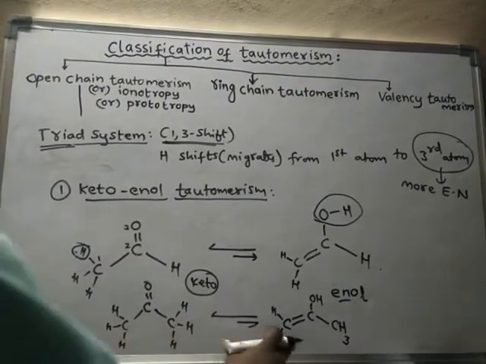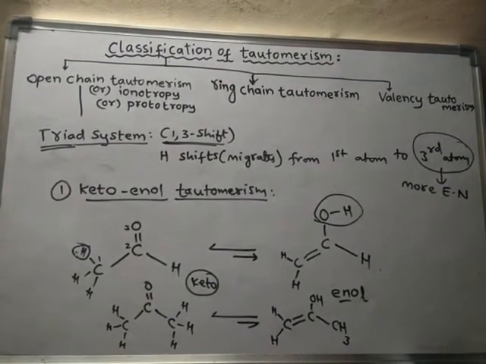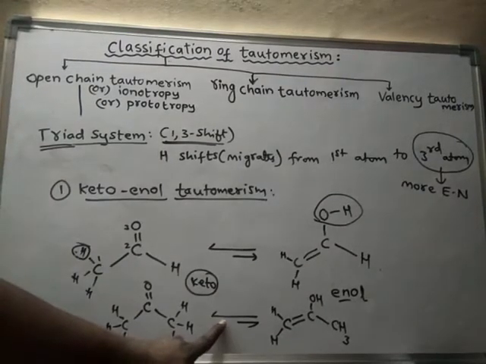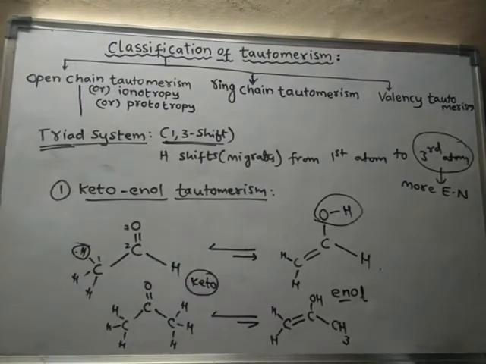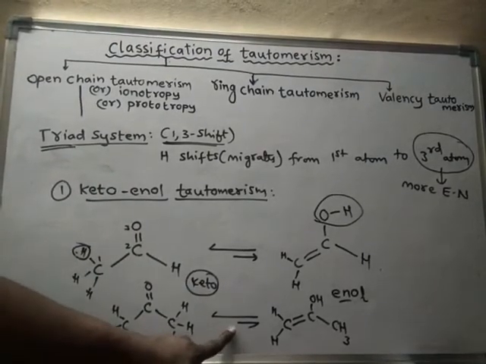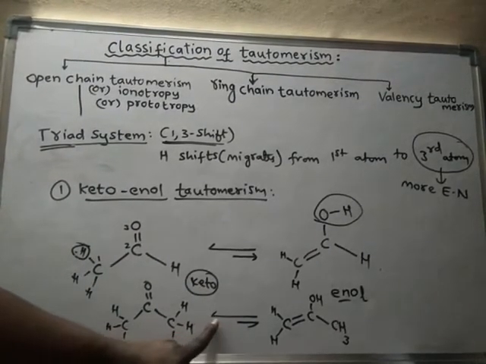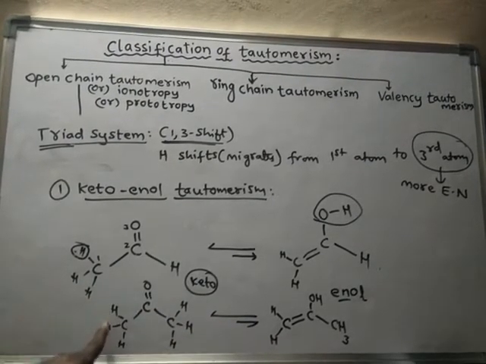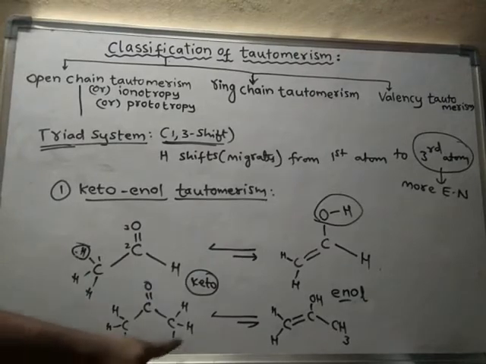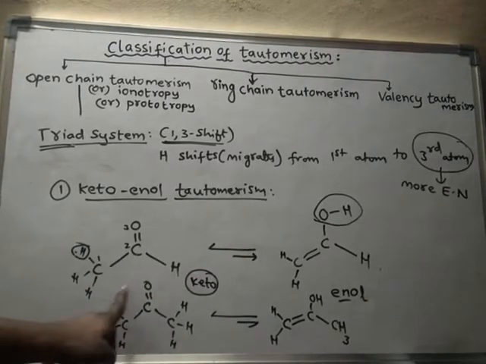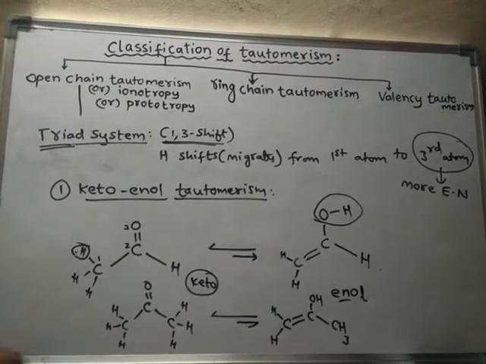Here there exists an equilibrium. Look here, I am drawing half arrows. One arrow is a long arrow and one arrow is a short arrow. Why am I drawing like this? Because the long arrow indicates that this compound is predominantly found. That means this compound is present in a higher percentage.